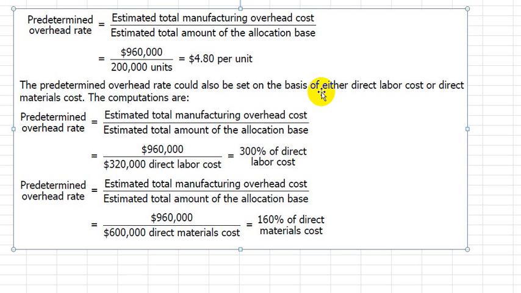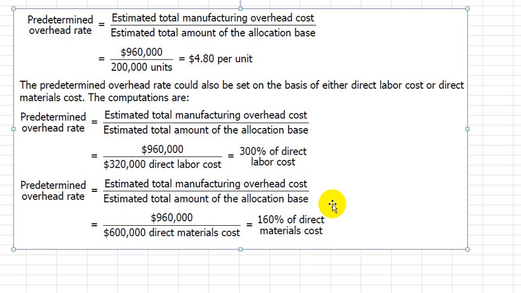Now there are other ways that we could do that as well. We could base it not just on the number of units to be produced, but also on labor cost, in which case we could come up with a 300% application rate, where we would just multiply the direct labor cost for the given quarter times 300% to come up with the amount of overhead to be applied. Similarly, we could do the same thing with the direct material cost, and that would give us a 160% rate.